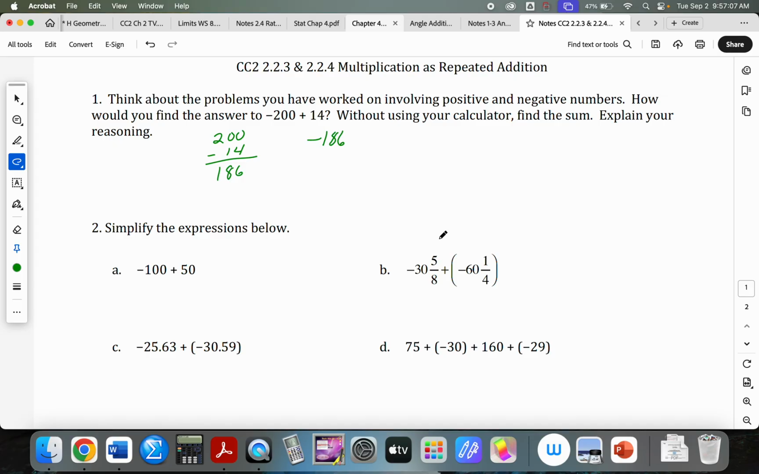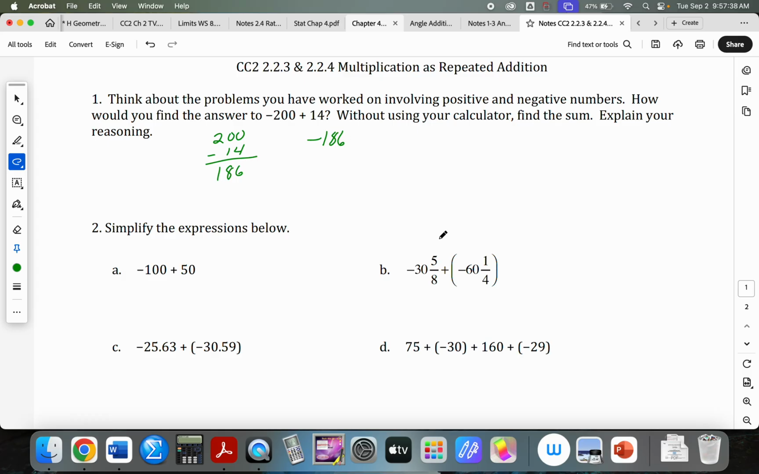So, how do we know that this is going to be negative instead of positive? Someone else. Yes, Isabella. Because the negative 200 is the bigger number, and whatever sign the bigger number has is what the answer is. Yeah, 200 is way bigger than 14, right? So there's way more negative than there is positive. So this has to be a negative answer.